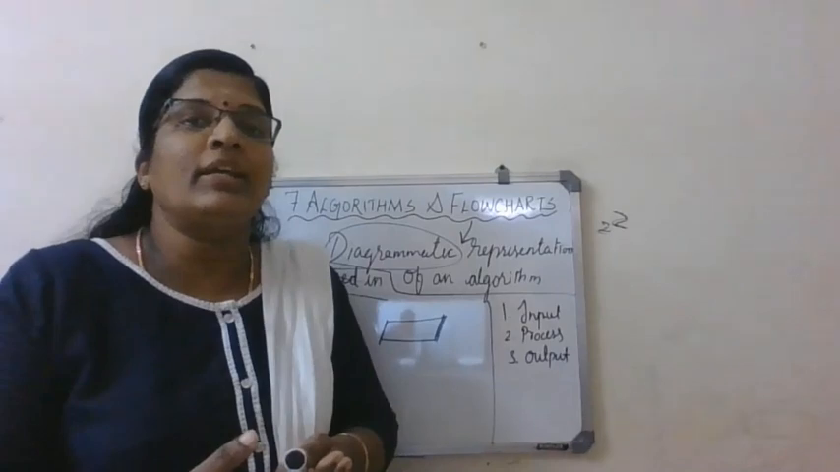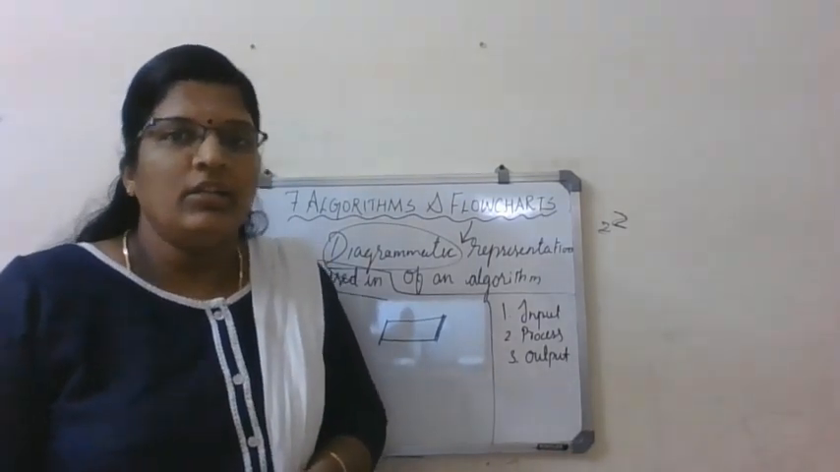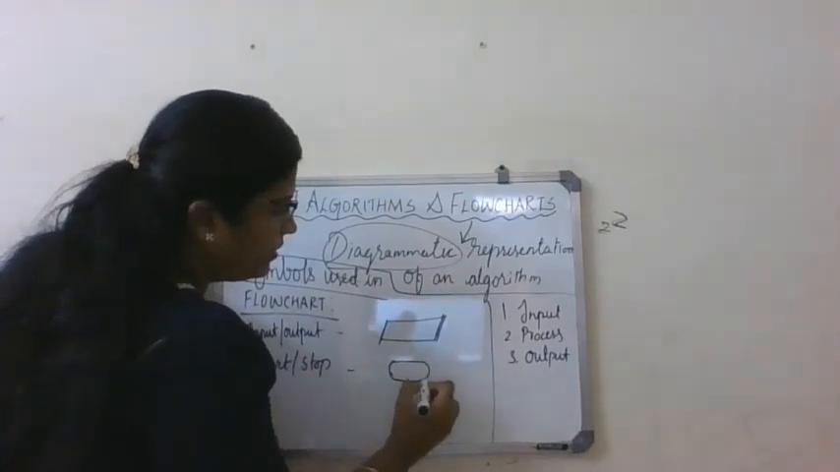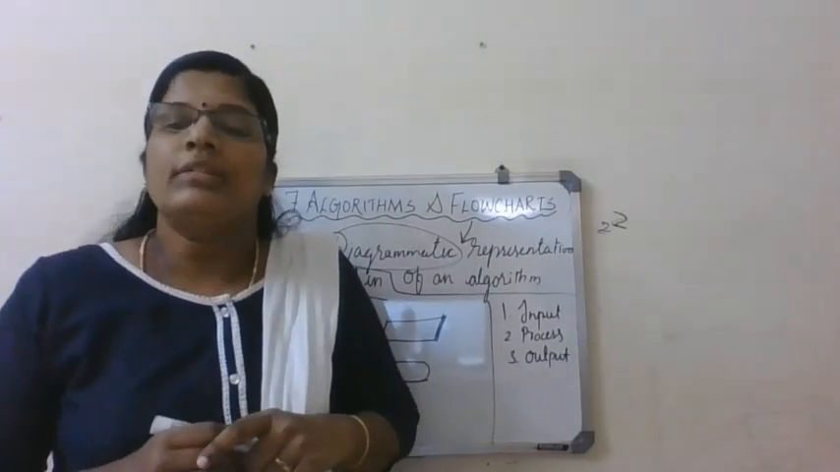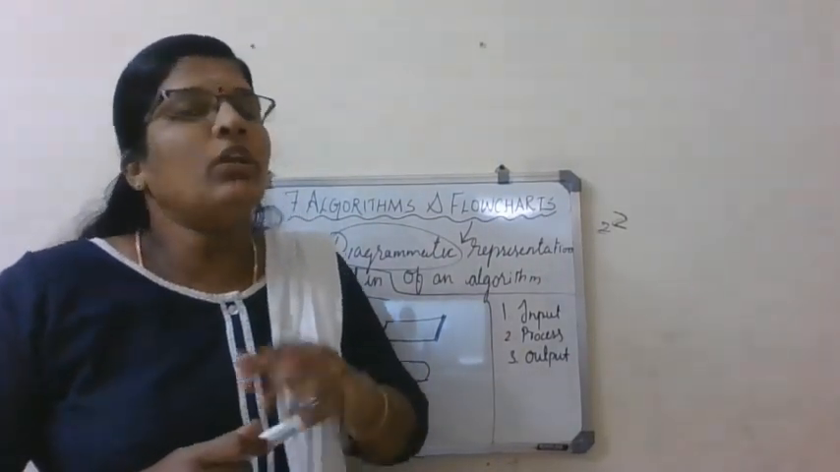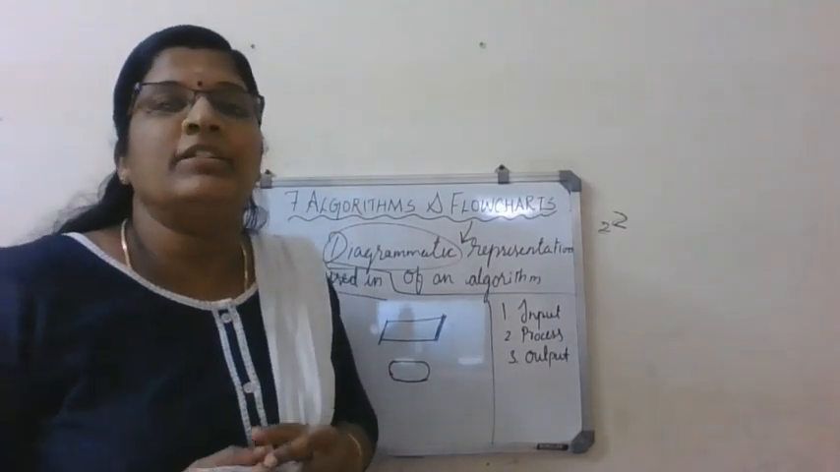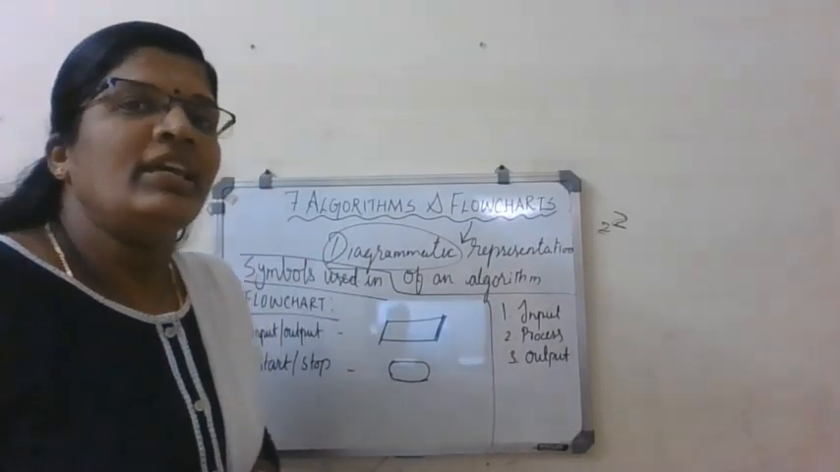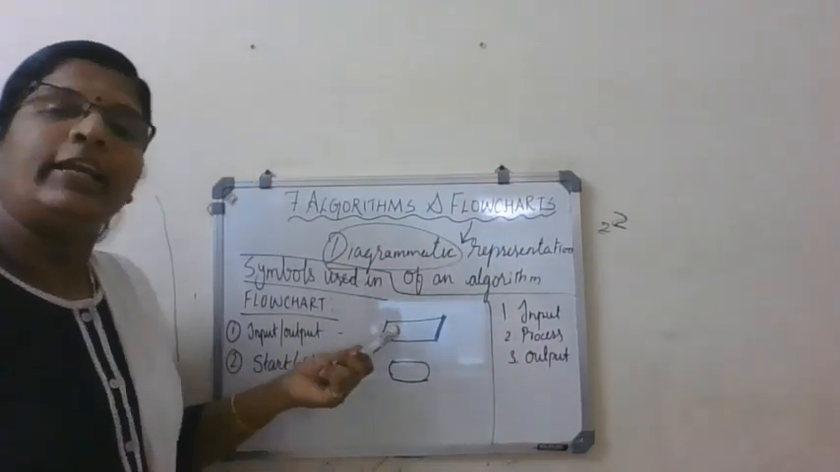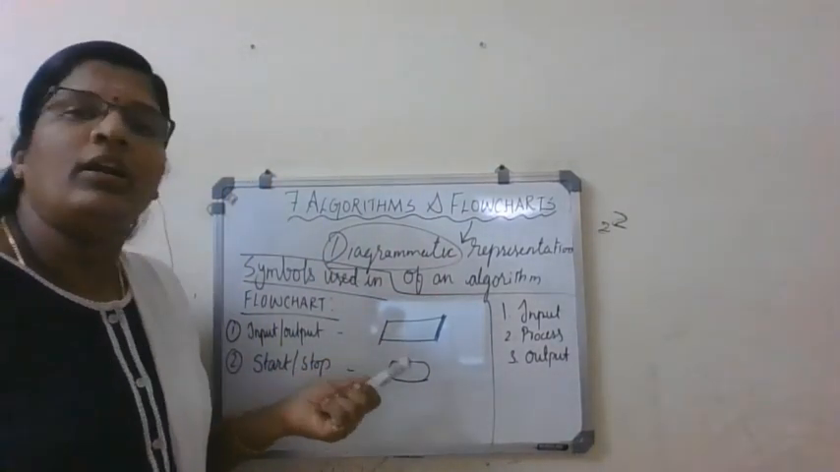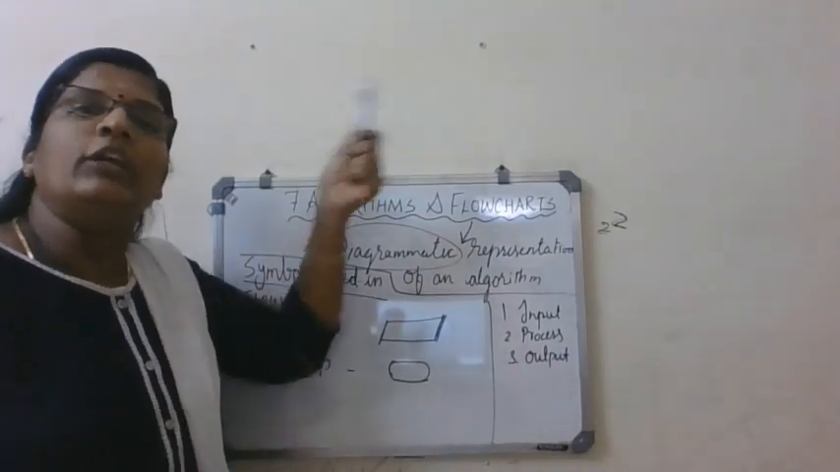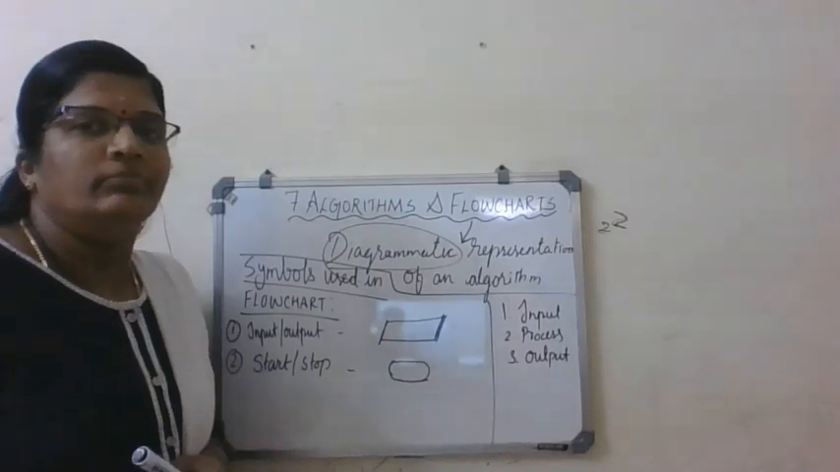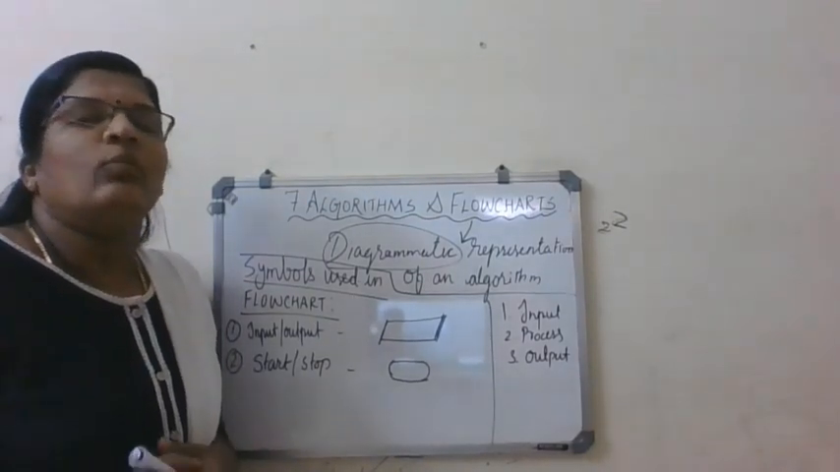So how to represent that we are starting the flow chart? For that we have to use the symbol for start and end. We call it the terminal symbol, the terminal box. Then the third one: this is for input and output, and this is for start and end. At the beginning you have to start with the same box, and at the end you also have to do the same. Got it?